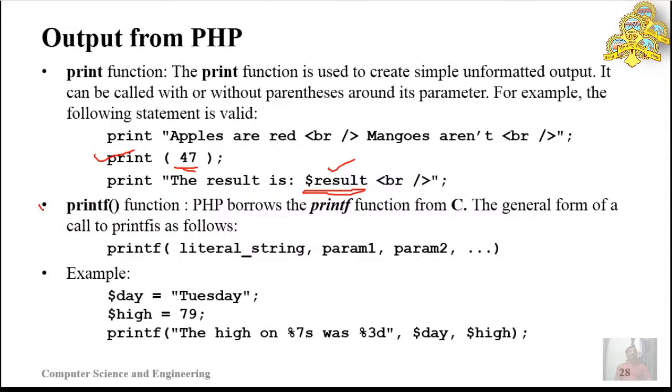And similar to the printf function from the C language, we can also get a similar effect in PHP. For example, here is a variable $day, that is Tuesday, and $high, that is 79, and here is printf, the same as in the C language. We can have here: the high on %7s, percent s for string, and %3d for integer. So we will get an output for this value: the high on Thursday was 79.